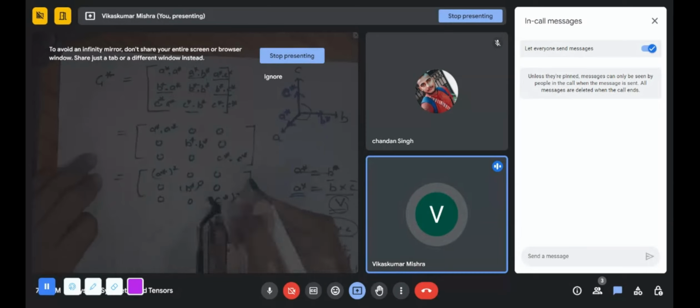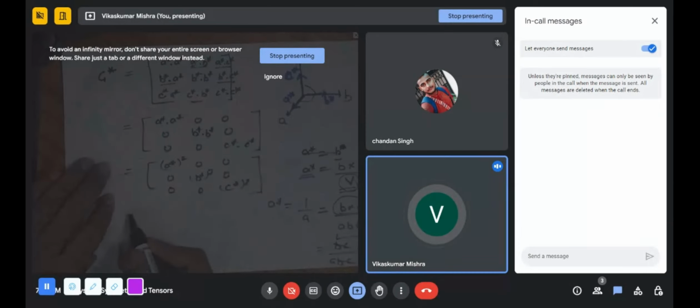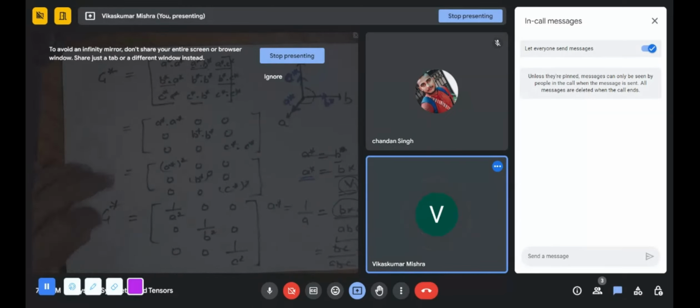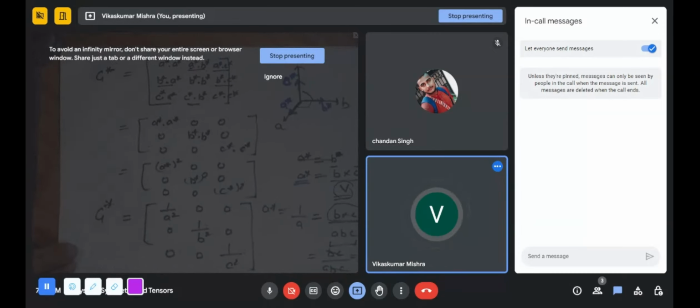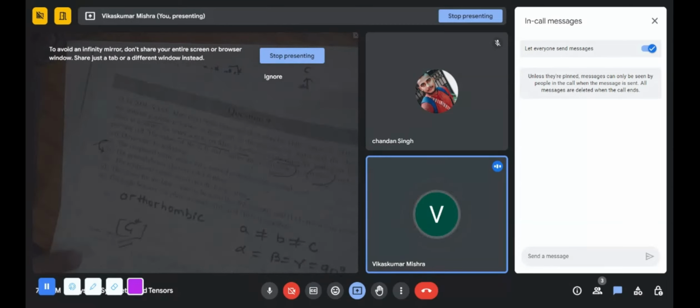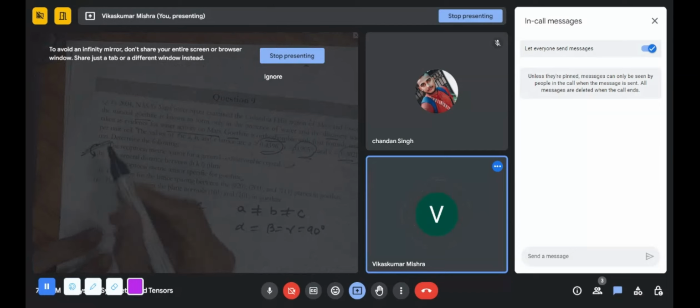And we know A star is 1 by A. So we can write it as 1 upon A square, 0, 0; 0, 1 upon B square, 0; 0, 0, 1 upon C square. And that's how we have found the metric tensor for the reciprocal space for the goethite. Okay, so part A is over, and that's how we have done it.